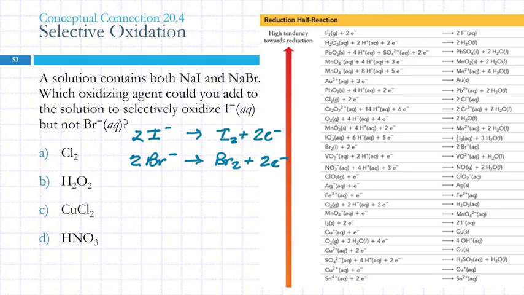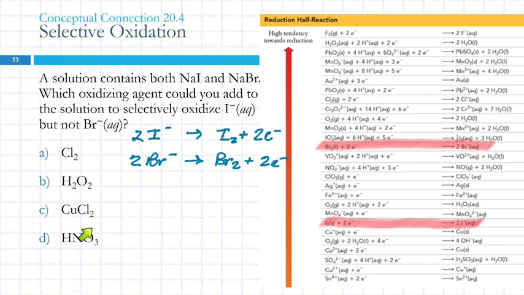Let's find these guys. There's this guy and this guy. If we choose something up here, it's going to oxidize both of them. If we choose something down here, it's not going to oxidize either of them. So to do the one and not the other, we need something in the middle.